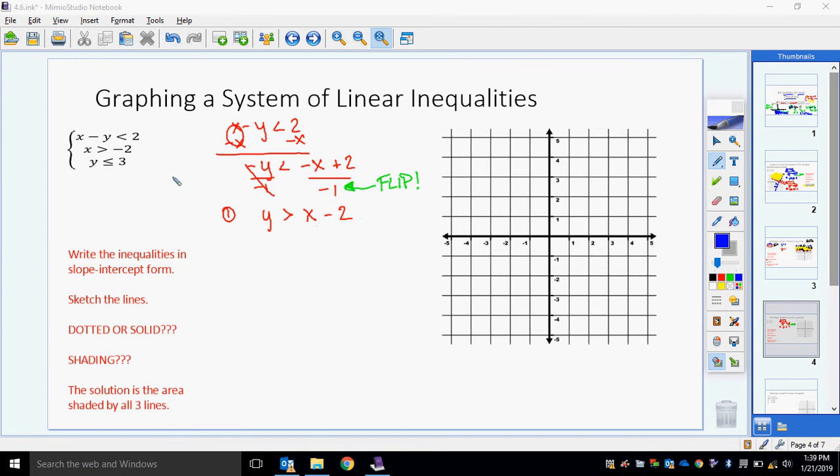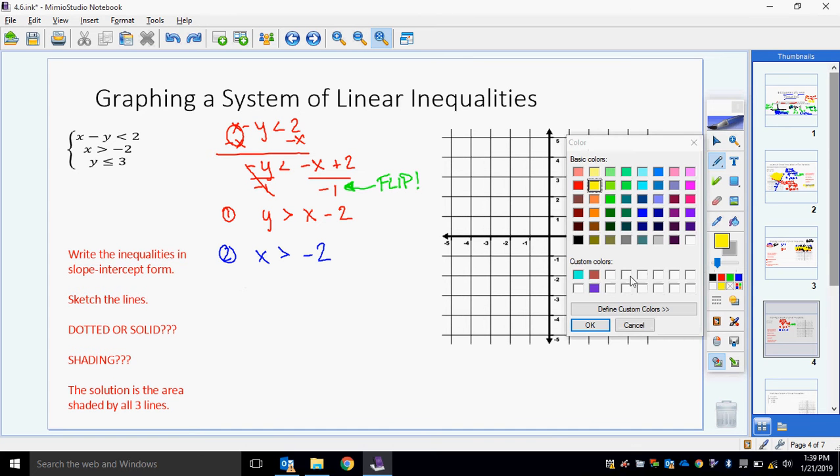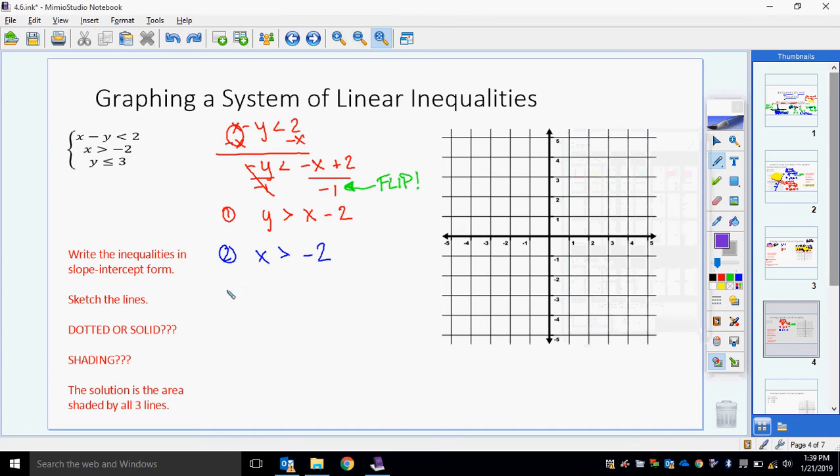Now your other equation says x is greater than -2. That's already in slope-intercept form. The variable's already solved for. And your third equation, I'm not going to use yellow. Let's use purple. Says y is less than or equal to 3. That's already in slope-intercept form. The variable is by itself. So we just need to plot these.